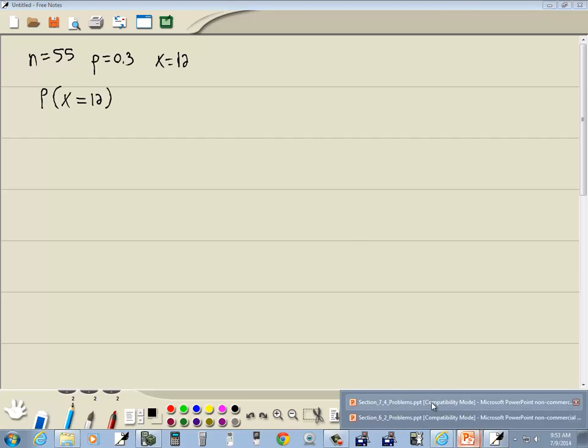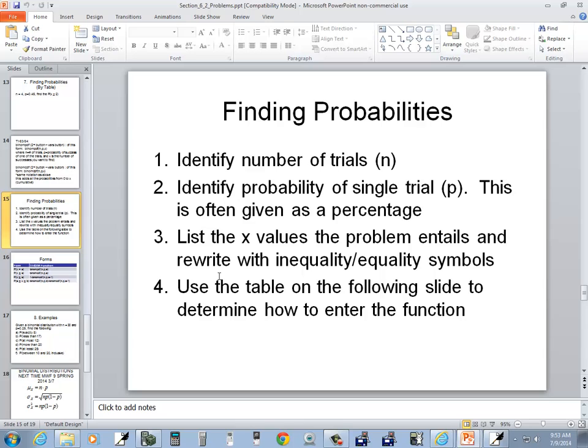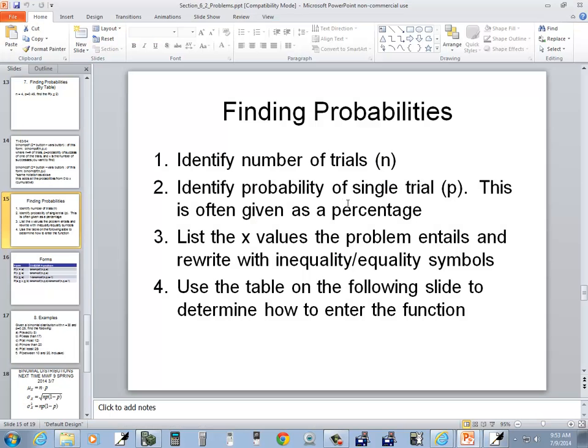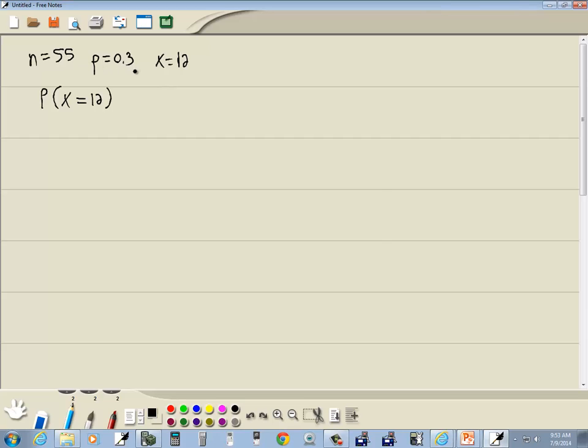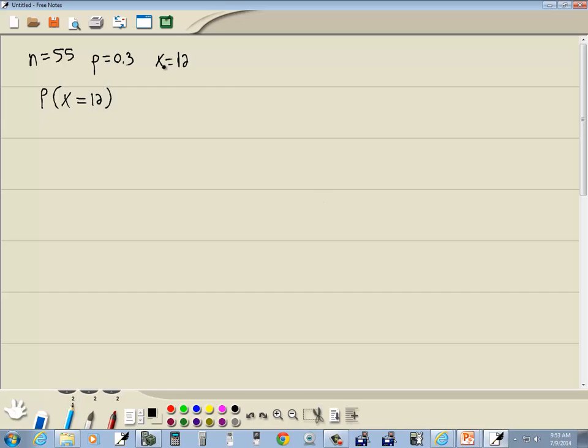So let me come back to here. I'm not going to use the formula, of course. I'm going to use a calculator. We have our steps here. Identify the number of trials, n. They gave that to us. Identify the probability of a single trial, little p. P is 0.3. List the x values the problem entails and rewrite with equality symbols. Well, they just told us x equals 12, so that is given directly. And if I rewrote it with an equality symbol, in this case, it would be x equals 12.